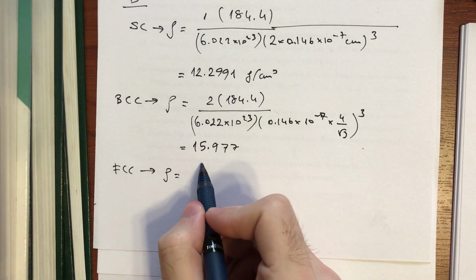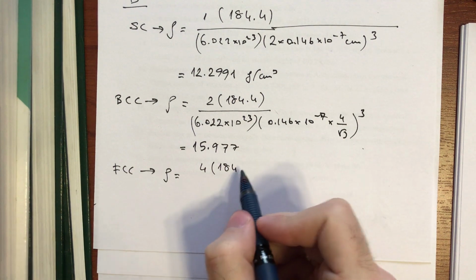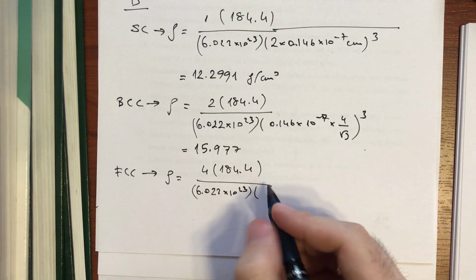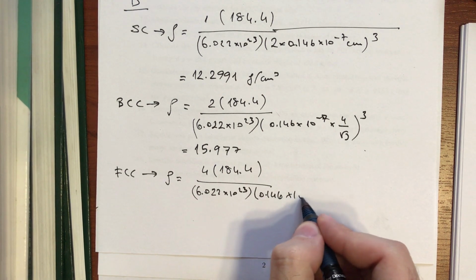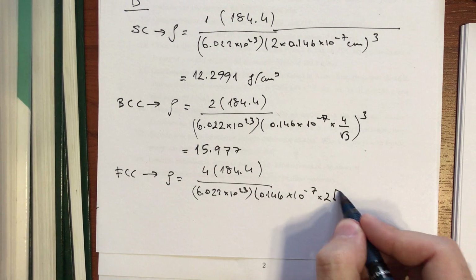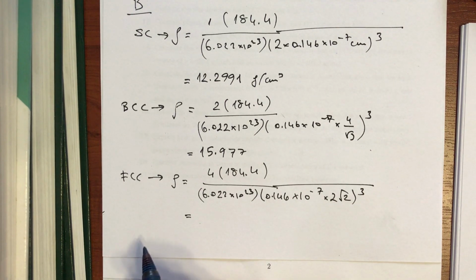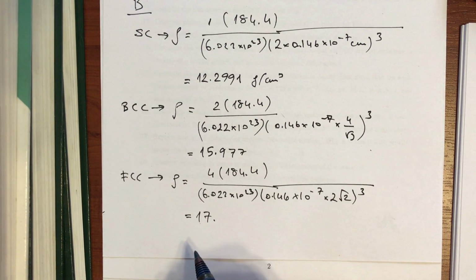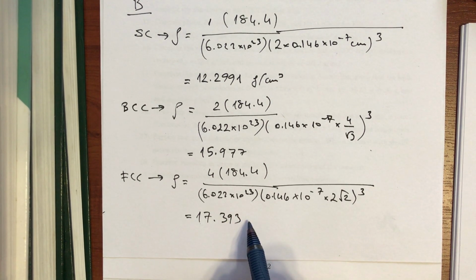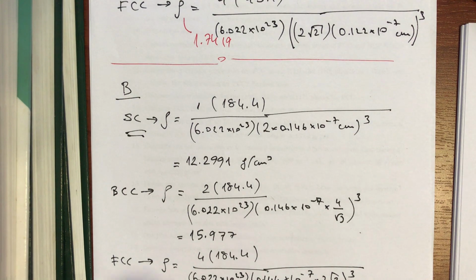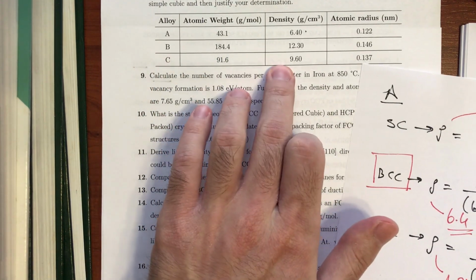Rho is equal to 4 atoms this time, 184.4 divided by 6.022 times 10 to the power 23 times 0.146 times 10 to the power minus 7 times 2 square root 2, cubed. If you calculate this expression, you will get 17 point, I think it's 393, I'm not sure. So it's definitely not FCC as well. So we come to the conclusion that B must be simple cubic. If you do the same thing for alloy C here, you will find that it fits into the BCC structure.